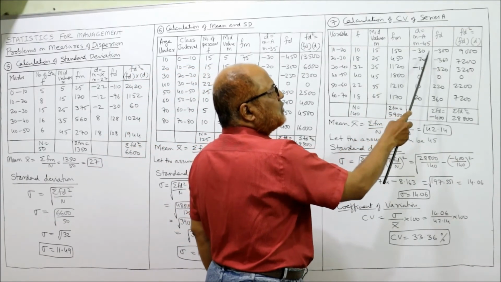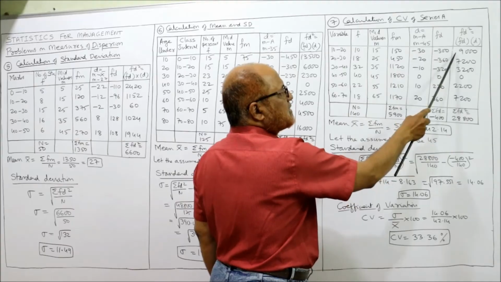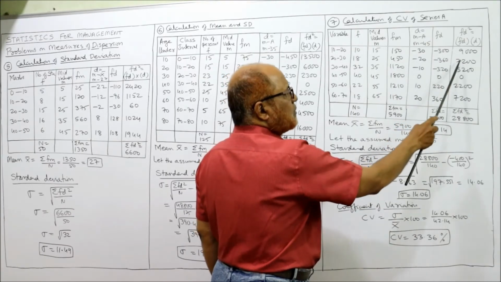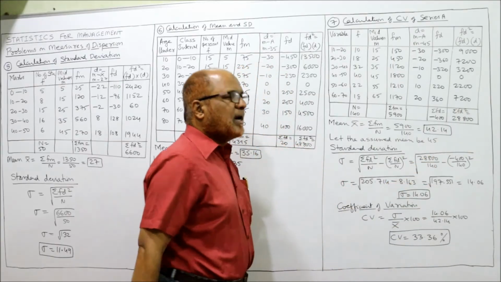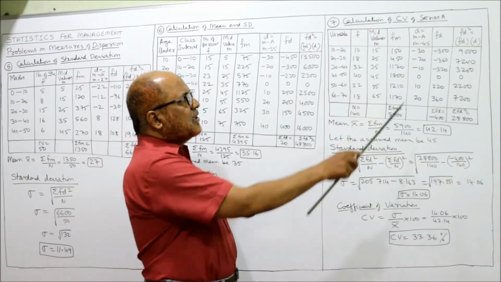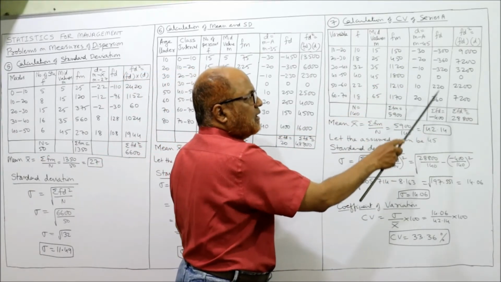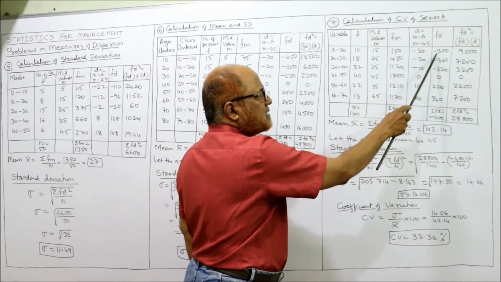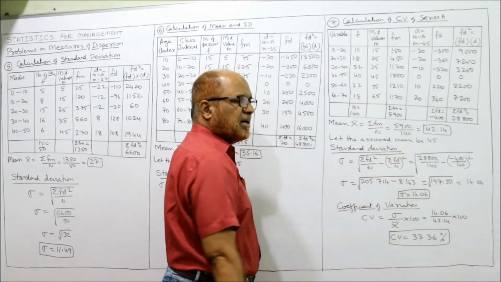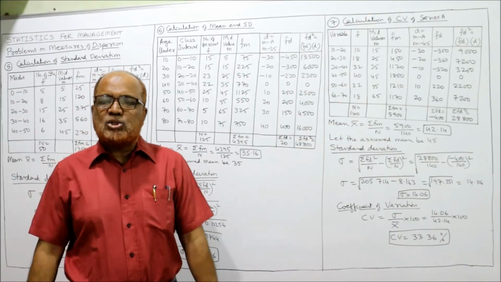So 300 into 30, 9000. Minus into minus plus, minus into minus plus, minus into minus plus. Multiply these two columns, take the total, FD square, 28,800. So take the total of FD also: minus 400, minus 360, minus 300, minus 360, minus 320, plus 220, plus 360, minus 400. All calculations over.